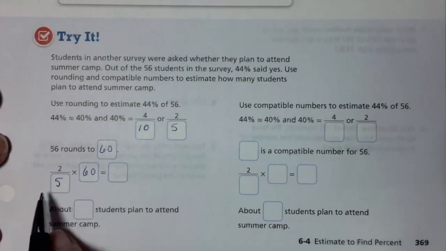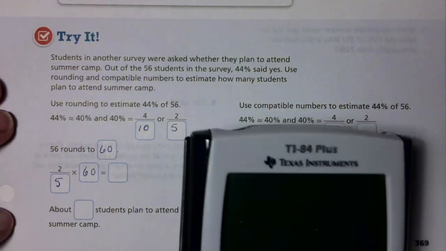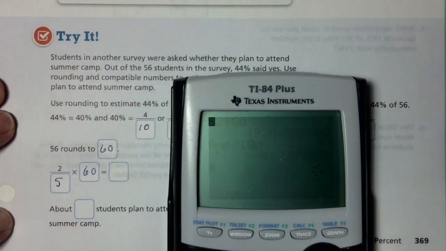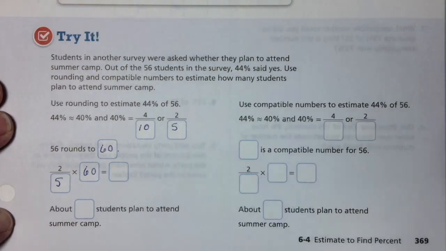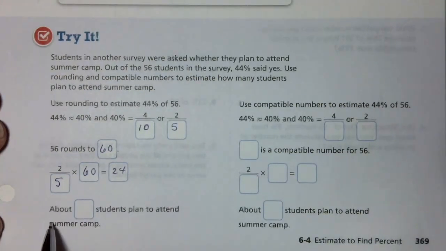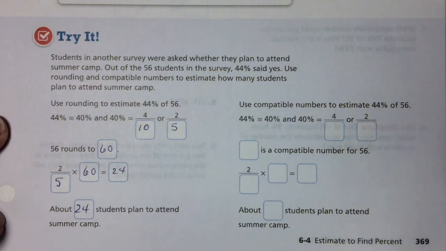Well, how many times does 5 go into 60? And then multiply that times 2. Or, with your calculator, I know some of you are not used to using a calculator, 2 divided by 5 equals, and then times 60 is 24. So the answer should be 24. So then you have to say about or approximately, because it's not an exact answer, about 24 students plan to attend summer camp. Okay, this was by rounding.